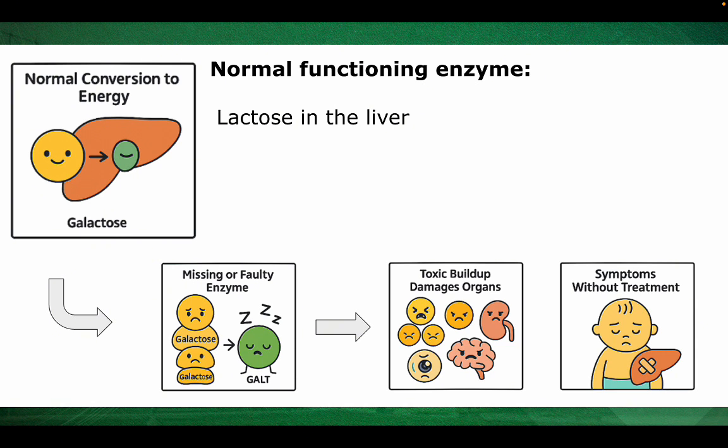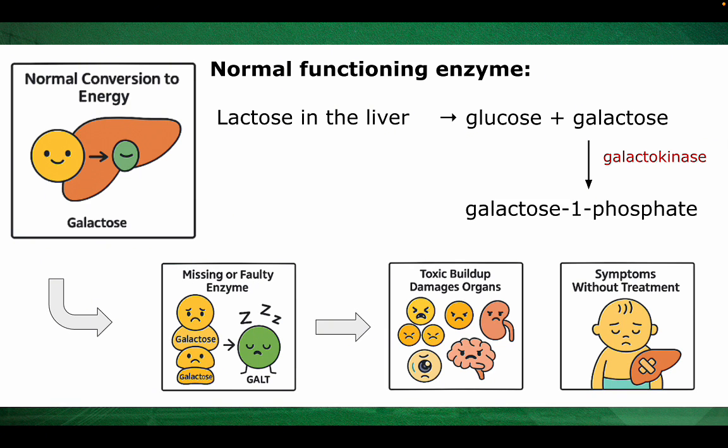So the lactose from milk is broken down into glucose and galactose. Glucose, there's no problem with it because it's readily usable for the body. But galactose is not. So what would happen is that there will be an enzyme called galactokinase, or the GALK, G-A-L-K. This galactokinase will convert galactose into galactose 1-phosphate.